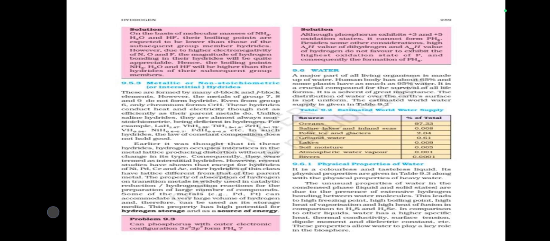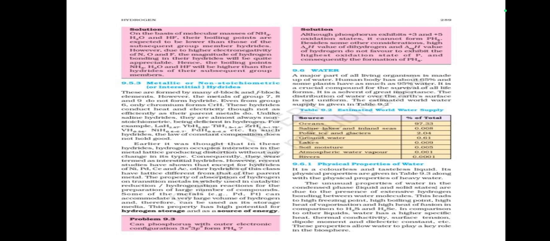Water. The major part of all living organisms is made up of water. The human body has about 65% and some plants have as much as 95% water. It is a crucial compound for the survival of all life forms. It is a solvent of great importance. The distribution of water over the earth's surface is not uniform. The estimated world water supply is given in table 9.2.